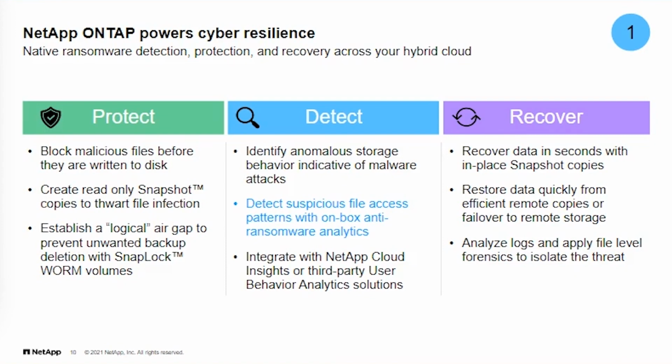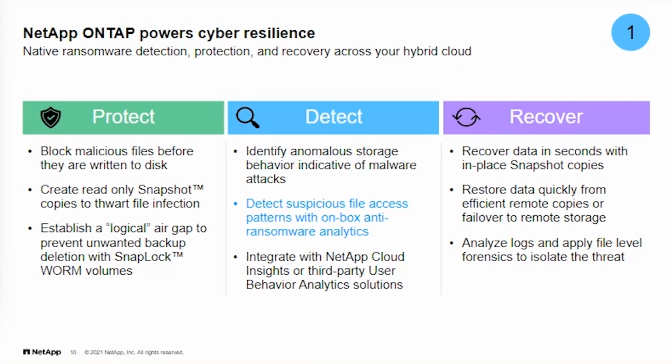And if there is that problem, it'll create a snapshot volume as a recovery point to try to prevent any potential damage to the primary file system so you can have a recovery point. And then finally, these capabilities you can integrate with either Cloud Insights, which is our infrastructure monitoring capability, which has ransomware protection. I'll talk about that a little bit more later, as well as third-party user behavior analytics solutions that we integrate with.